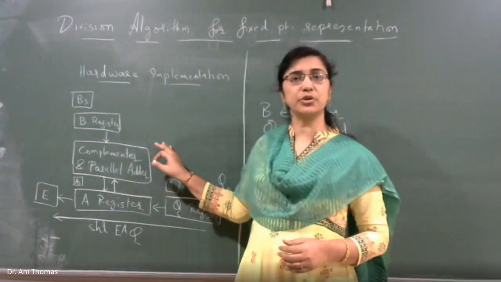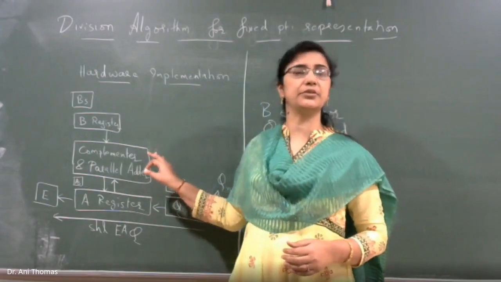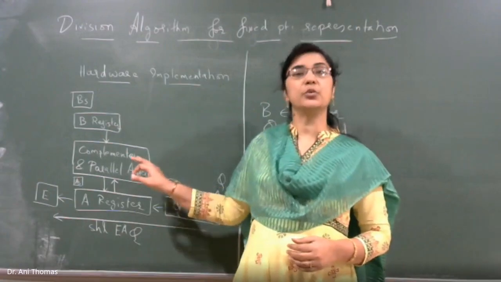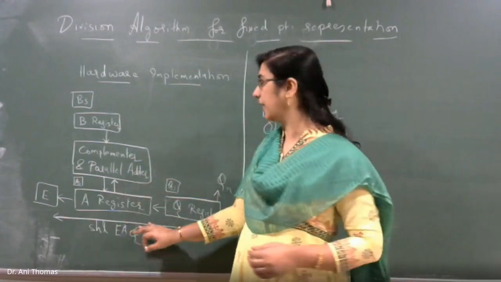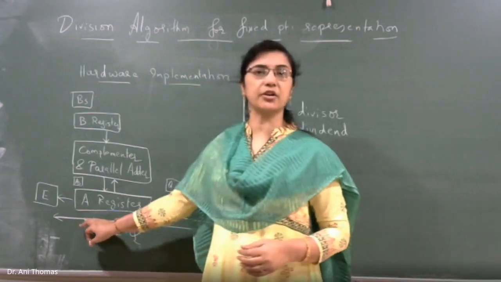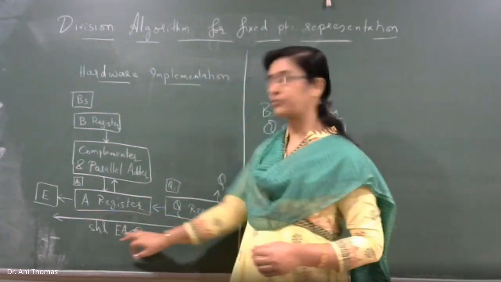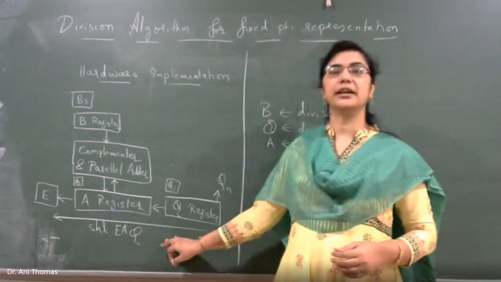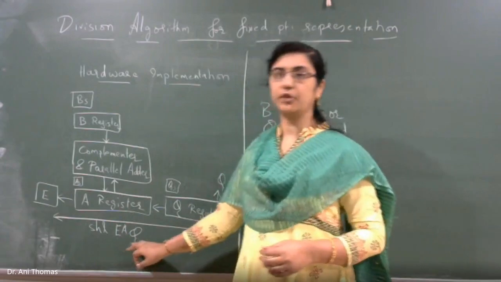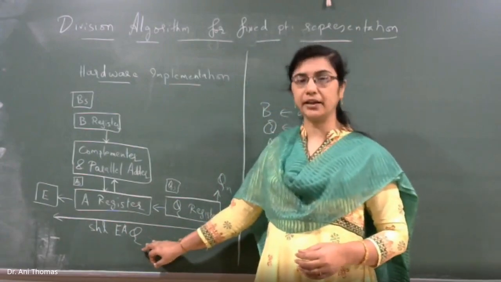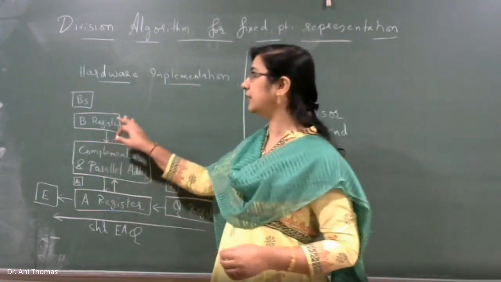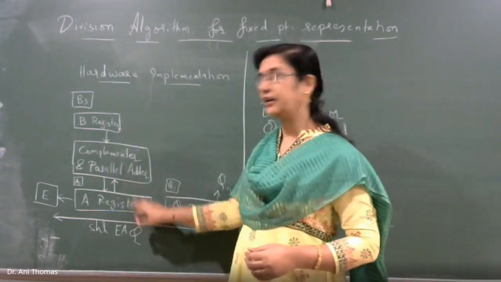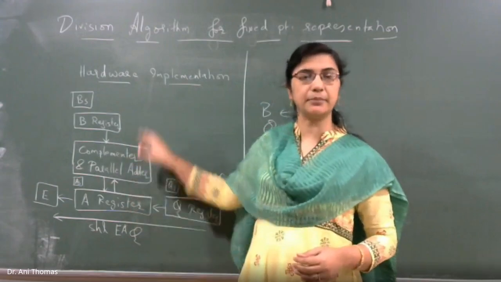I told you, the hardware implementation is similar to that of the multiplication algorithm, as we have seen earlier. The only difference is that in the multiplication algorithm, EAQ is shifted to the right, and in the division algorithm, it is shifted to the left. Why so? It depends on the subtraction between A and B, which we do in division.